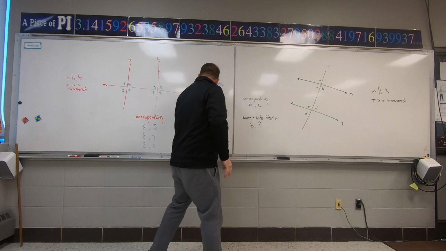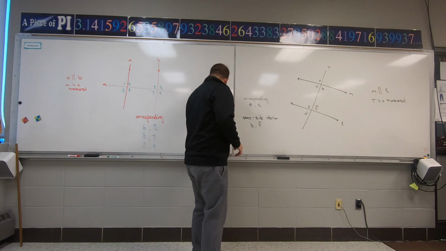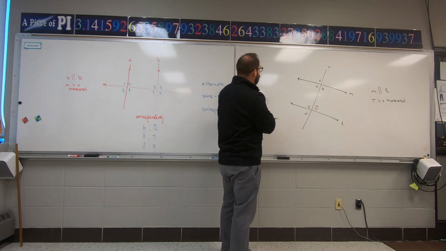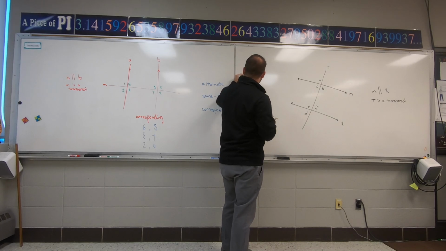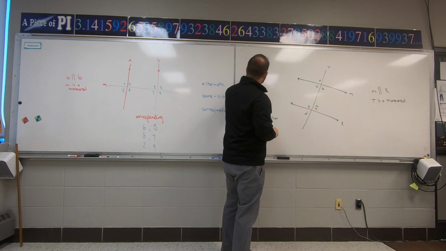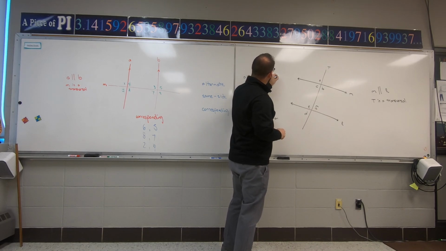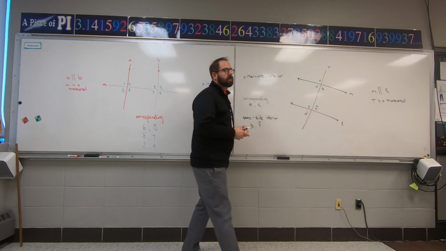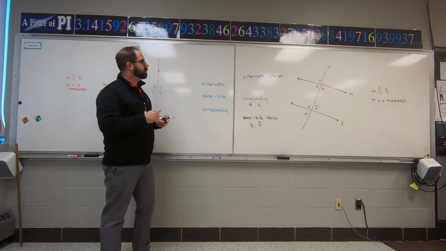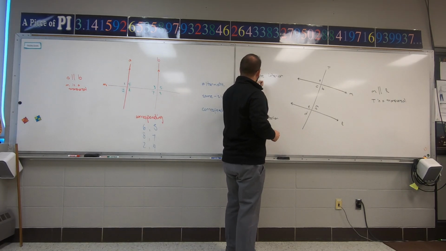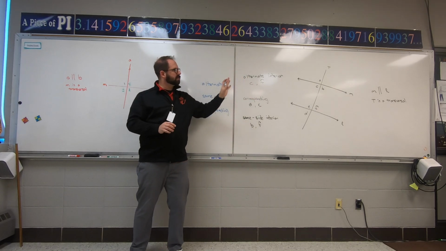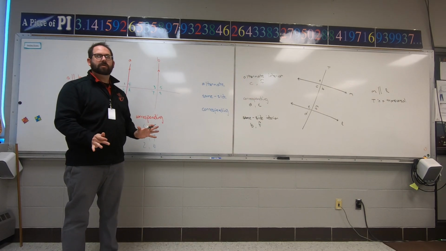Okay, we'll go to the next 2 rows here. So the next 2 rows, let's go with alternate interior. Alternate interior. Okay, please. C and F. Okay, good. I agree with that. C and F. One's on one side of the transversal, one's on the other. They're not physically next to each other. Check, check.